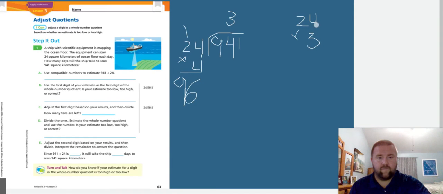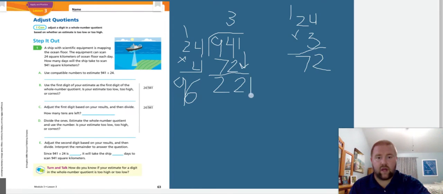All right, so 24 times 3. 4 times 3 is 12. Put down my 2. Carry my 1. 3 times 2 is 6, plus 1 is 7. Okay, so then I'm going to take my 72. I'm going to subtract my 72. All right, so 4 minus 2 is 2. 9 minus 7 is 2, and I'm going to bring down the 1.